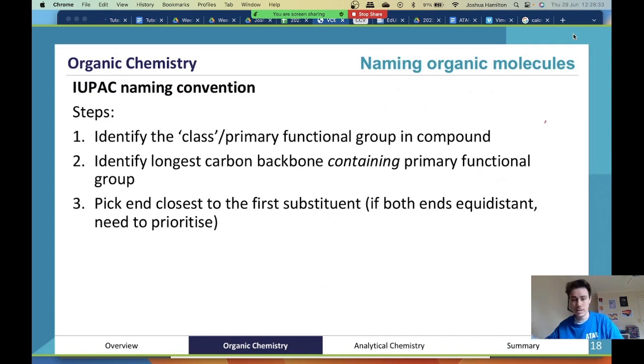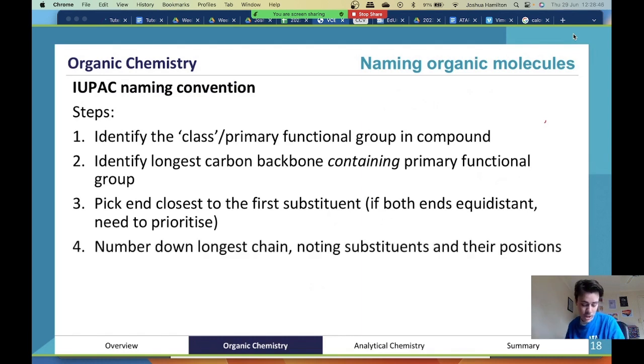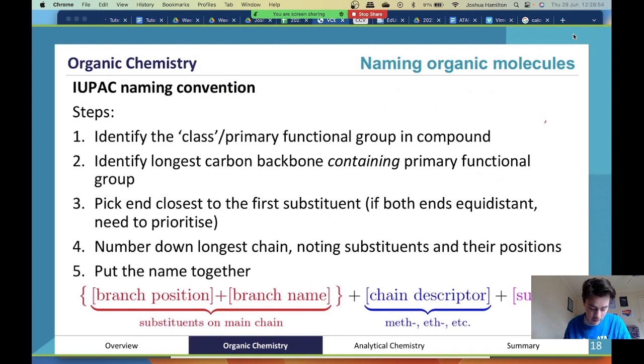3, pick the end closest to the first substituent or the one that has the highest priority. Now we'll talk about priorities later on, but don't worry about that. And when I say substituent, I mean like a functional group. Has it got a carboxylic acid? Has it got an alcohol? That's your first substituent. But also look at your priorities. 4, number down the longest chain, noting substituents and their positions, put the name together, etc. So we're going to go through that, don't worry. But essentially, you're going to have a prefix, the chain, and then a suffix.